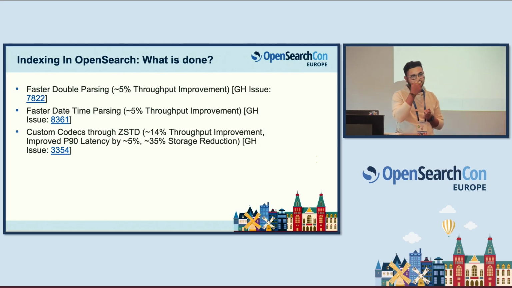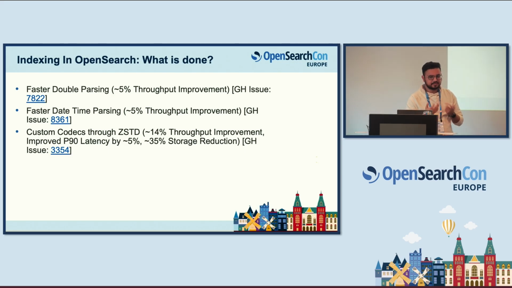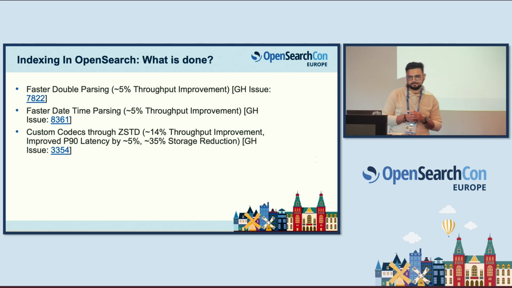For use cases like metrics, where you have things like latencies and bytes received, it helps a lot, because the higher the number of floating-point fields you have, the more this improvement helps performance. Essentially, it gave us an overall 5% throughput improvement in a dataset like NYC taxis.